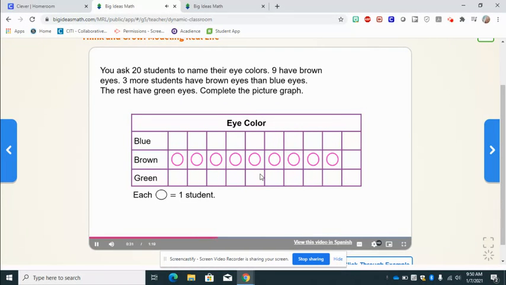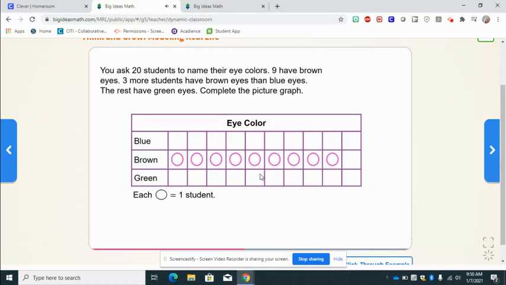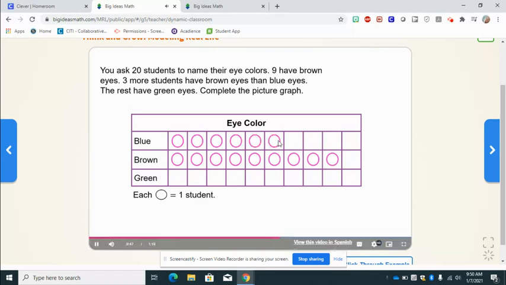3 more students have brown eyes than blue eyes. So 9 minus 3 equals 6. So 6 students have blue eyes. We're going to add 6 circles for blue. 1, 2, 3, 4, 5, 6.